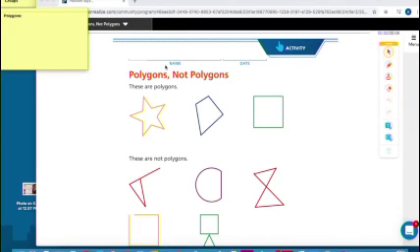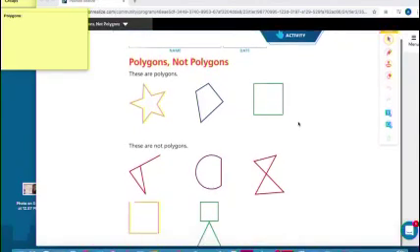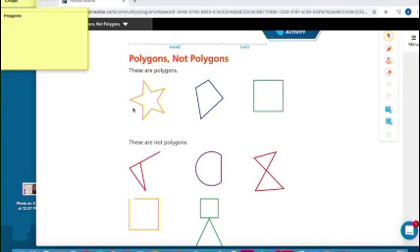Our unit for math is all about shapes and polygons. Polygon, which is written right here, is a new vocabulary term that we're going to go over today and continue to learn about for the next few lessons. So when we look at this paper, we have some examples of what a polygon is and some examples of what a polygon is not.